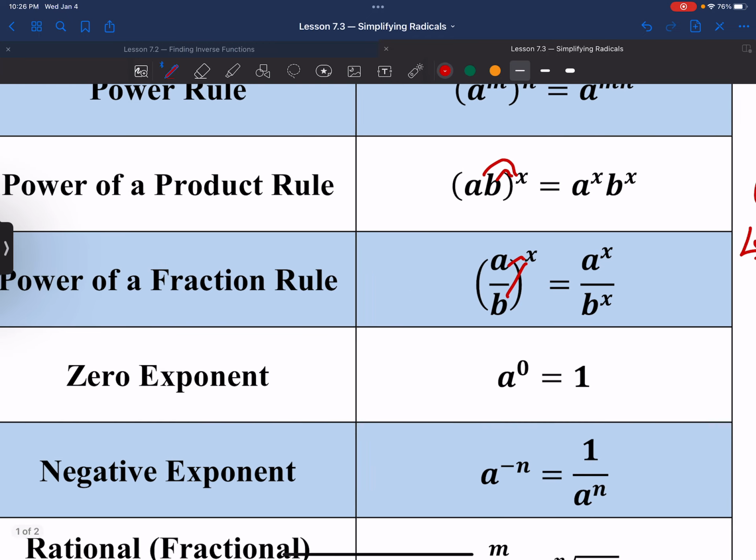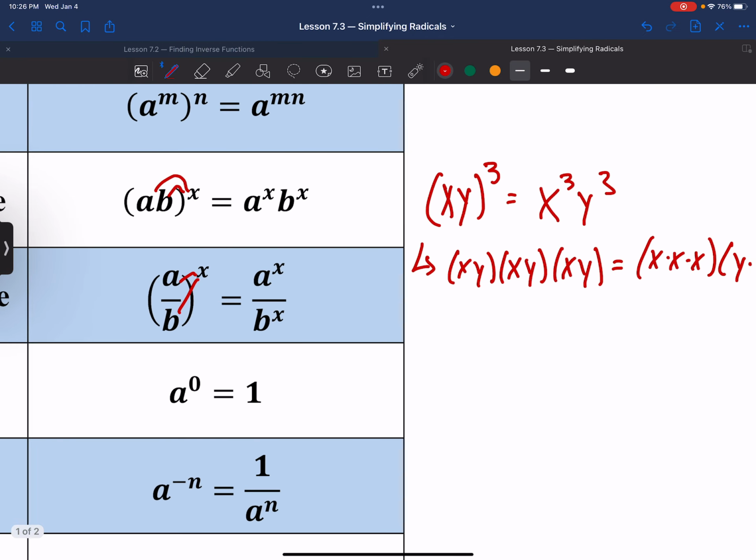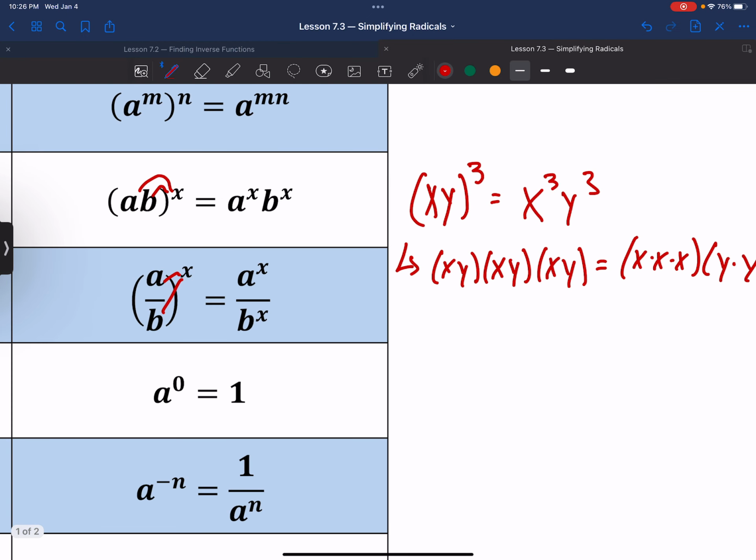I don't think I'm going to explain the fraction one because it follows the exact same logic. You could say that x over y to the power of 4 is going to equal x to the 4 over y to the 4. And really, it's for the exact same reason: it's the commutative property of multiplication. That's why that's going to work out.